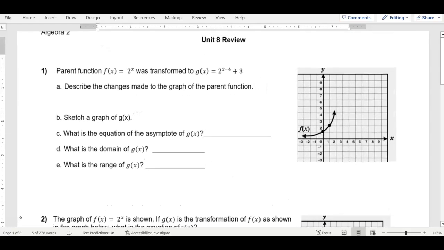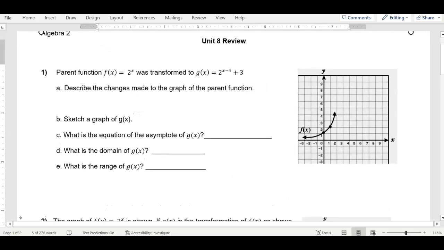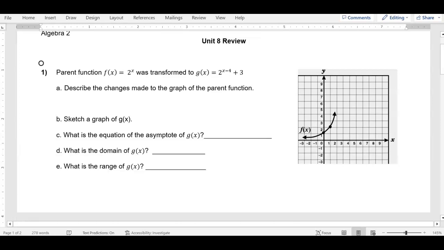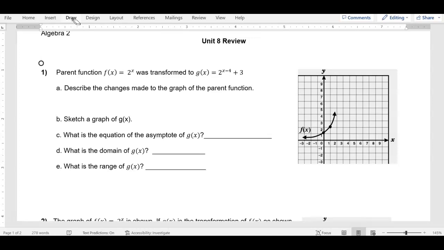Okay, so here is your Unit 8 review for the Unit 8 test. We have a parent function of 2 to the x, and the question is what was transformed to get 2 to the x minus 4 plus 3.